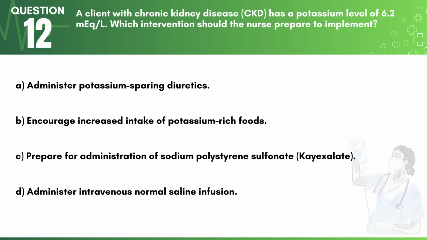Question 12. A client with chronic kidney disease, CKD, has a potassium level of 6.2 milliequivalent/L. Which intervention should the nurse prepare to implement? A. Administer potassium-sparing diuretics. B. Encourage increased intake of potassium-rich foods. C. Prepare for administration of sodium polystyrene sulfonate, Kayexalate. D. Administer intravenous normal saline infusion.